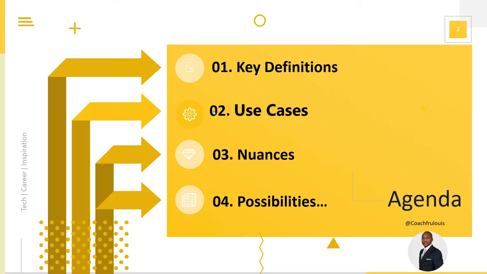Now, the key things for the agenda today is, what is the definition? What is the Lambda architecture versus the Kappa architecture? What are some of the use cases as an architect or as a company looking to build your data integration solution? Where does it make sense to think about maybe going down the Lambda path or maybe going down the Kappa path or even both? What are some of the nuances that you might encounter or be aware of? And then, of course, talking about the possibilities, where can we take this from here?